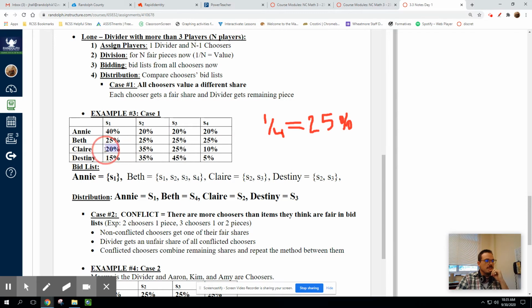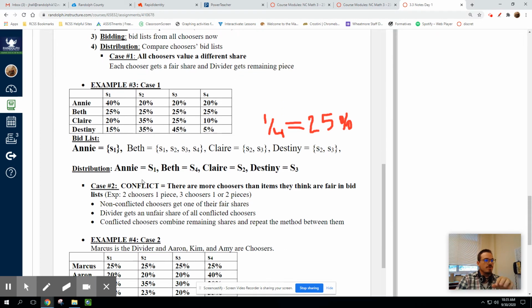Claire says, okay, well, S1 I don't like because it's not 25% or more. She likes S2, she likes S3, but she doesn't like S4 because it's less than 25%. So Claire's is S2 and S3, and Destiny's is going to be S2 and S3 as well. So she likes those two. So S1 and S4 don't care.